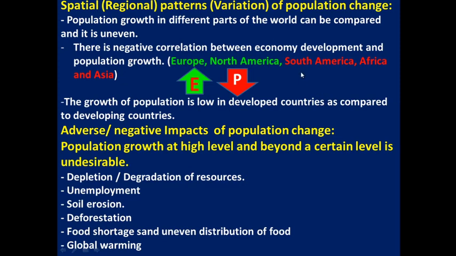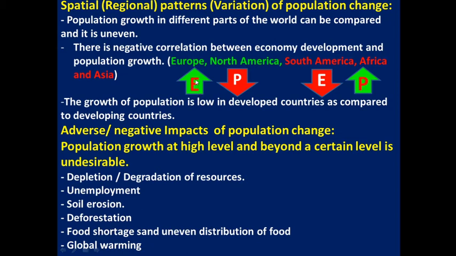Likewise, economically poor countries, such as South American countries, we have lots of South American countries, right? We have Argentina, Brazil, Chile, Uruguay, like this. These are some of the South American countries, some of the African countries, and some of the Asian countries. These countries are economically poor. As compared to that, in economically less developed countries, the growth of population is more. So if we study these two, there is a negative relationship between economic development and population growth.